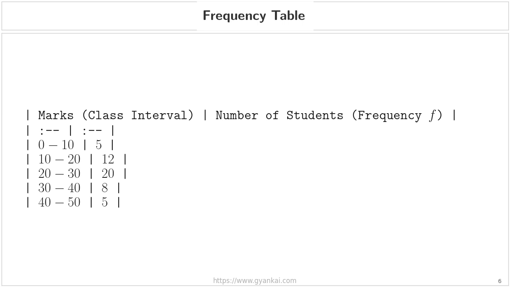For instance, in the first group from 0 to 10, we have 5 students. In the next group from 10 to 20, the frequency increases to 12 students. As we move down, we see 20 students scored between 20 and 30, 8 students scored between 30 and 40, and finally, 5 students scored in the 40 to 50 range. Keep this table in mind, because in the very next slide, we are going to use these individual frequencies to perform the step-by-step calculation to build our cumulative frequency column.